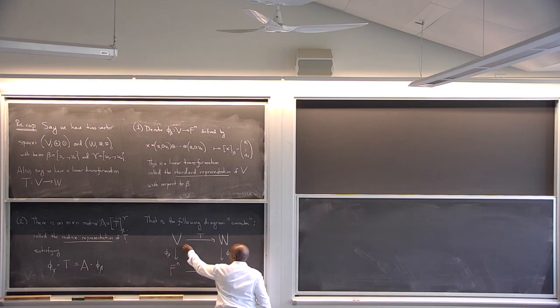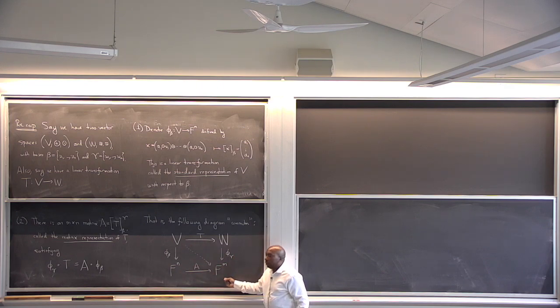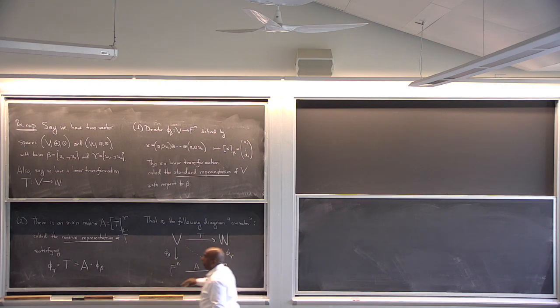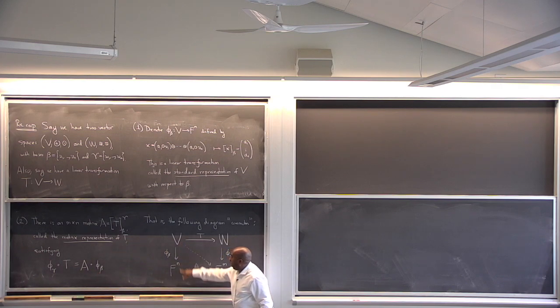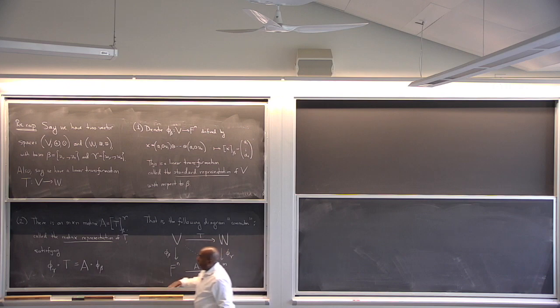The idea of commutes is I need to decide how do I go from the V at the upper left-hand corner to this F^m at the lower right-hand corner. One way I can do this is by following the arrow in this way. That's what's over here on the left-hand side. The other one is I can follow the arrow here in this way, and that's what's over here on the right-hand side.